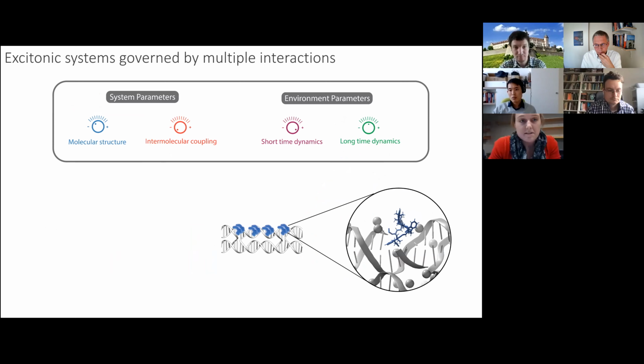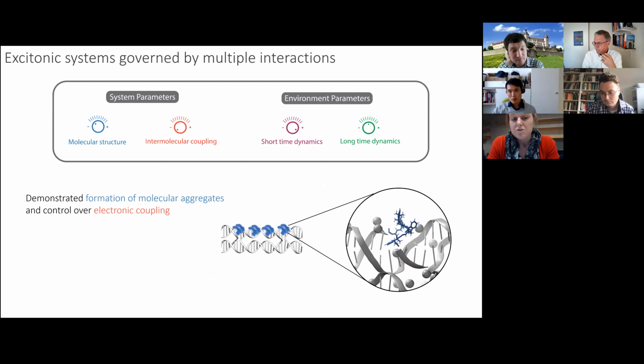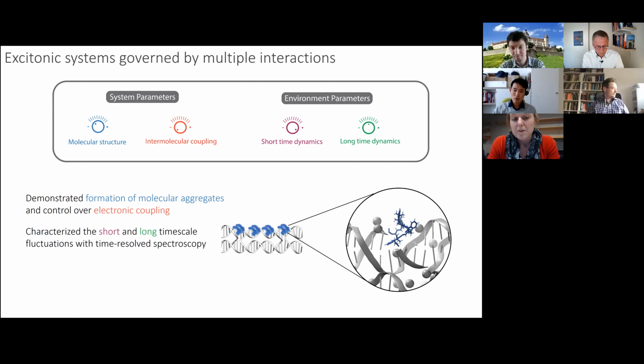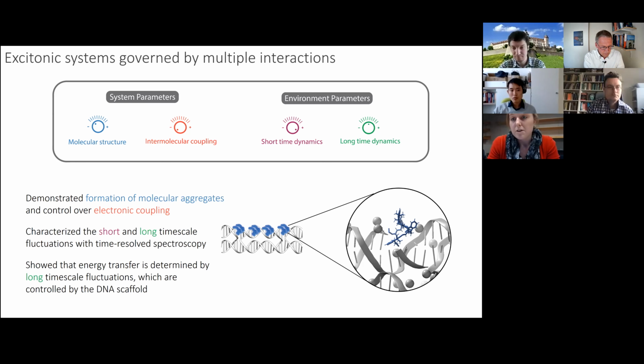And so to wrap up what I've been discussing today, we talked a little bit about how in these controllable excitonic systems, we've demonstrated control over both the molecular structure as well as intermolecular coupling through formation of relatively well-controlled molecular aggregates, as well as control over the extent of delocalization within a dimeric structure. And in terms of environmental parameters, we use optical methods to characterize both the short and the long time scale dynamics that we can see in these systems. And in terms of bringing these all back to functionality, we showed that the long time scale dynamics dictated by the DNA scaffold itself are going to be the key parameter in determining the relevant energy transfer regimes that we're able to recover.